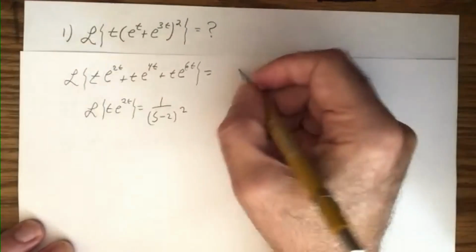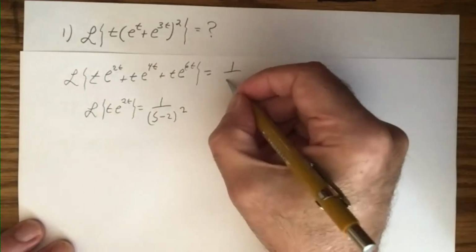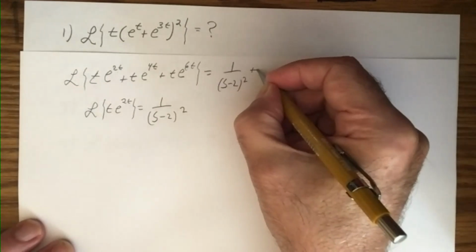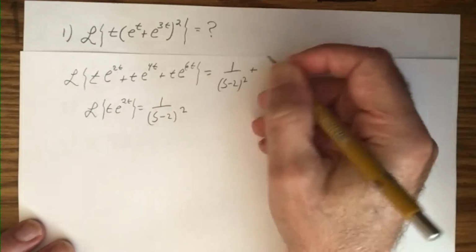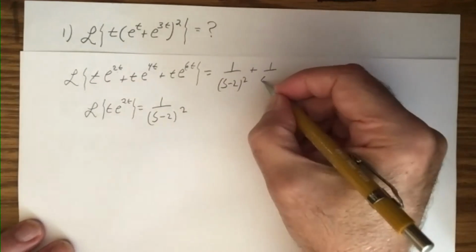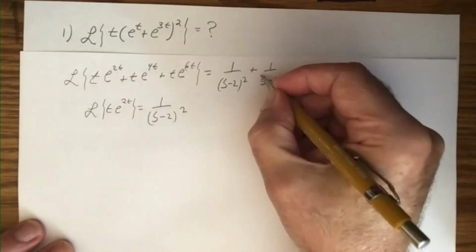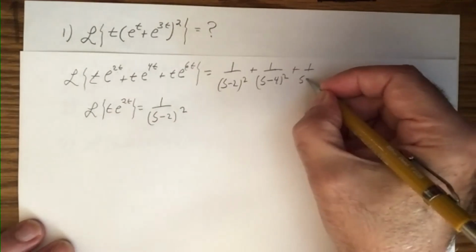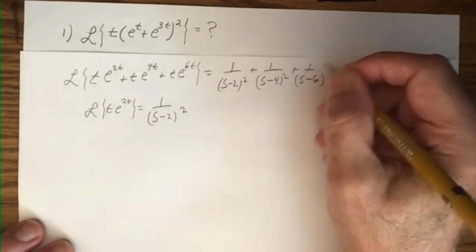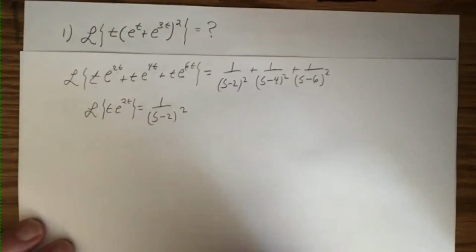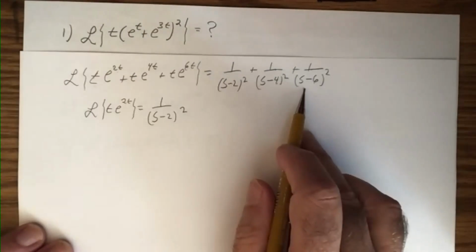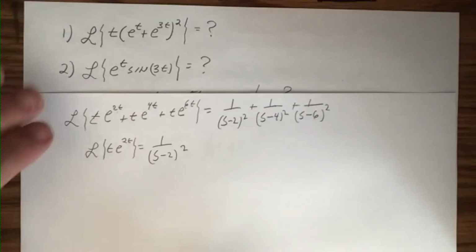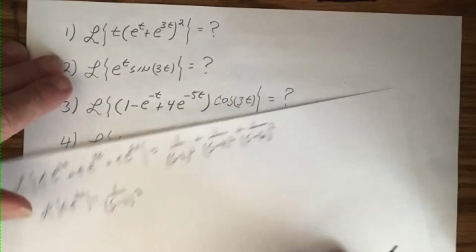Okay, so this whole thing then is just going to be 1 over s minus 2 squared plus, do I have a plus sign there? Yeah, plus 1 over s minus 4 squared, right? Plus 1 over s minus 6 squared. Okay, so that's our answer. That's the Laplace transform for this. Okay, not too hard.